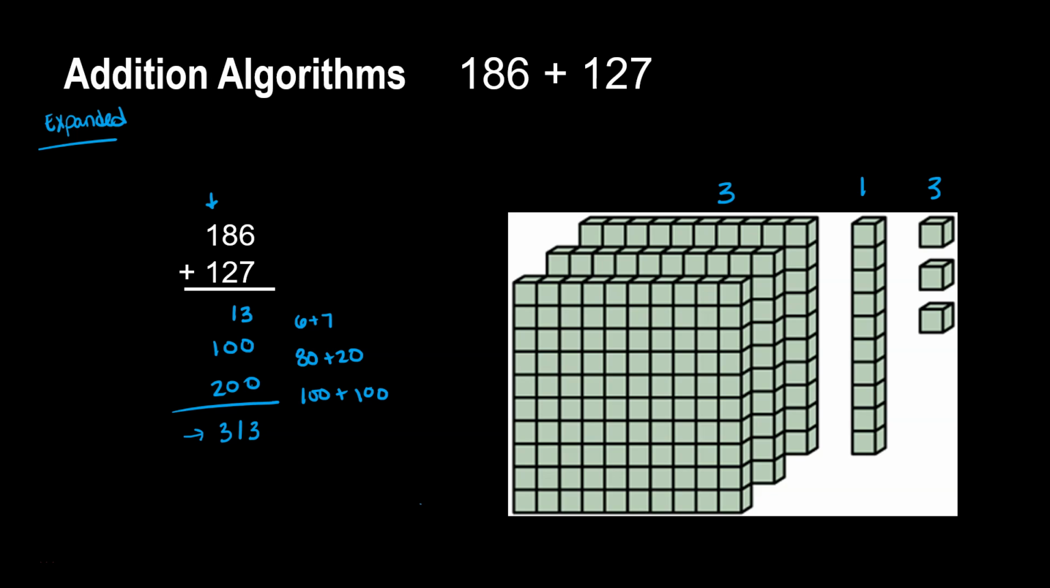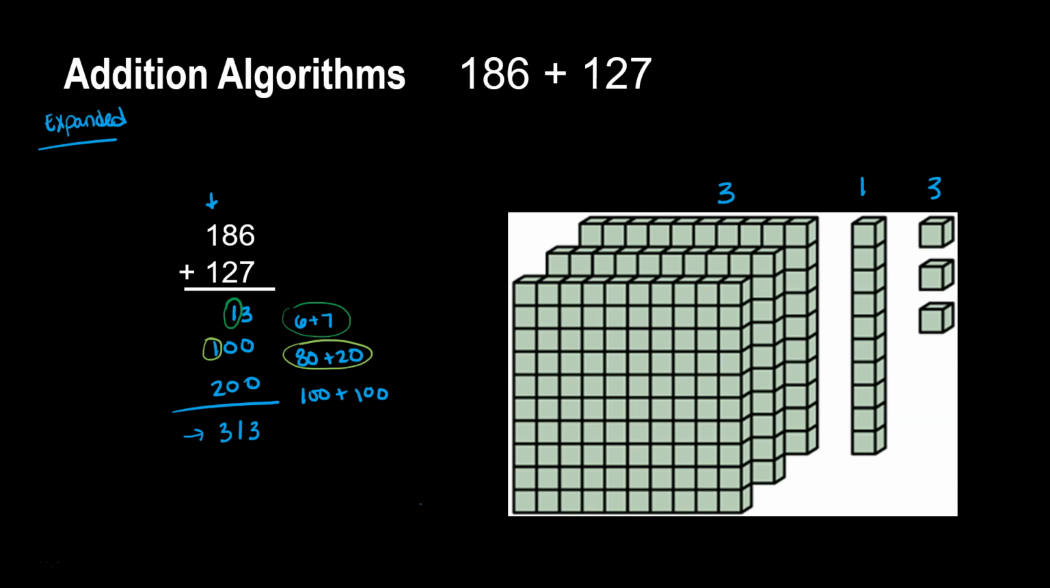Now, when we did this with the blocks, we had to regroup. And we technically are demonstrating the need for regrouping using this expanded algorithm. 6 plus 7, there is a regroup because we have 13. 80 plus 20, there's a regroup there as well because we have a 1 in the hundreds place. And then 100 plus 100, there's no regrouping there. That sum is still just counting how many hundreds we have.